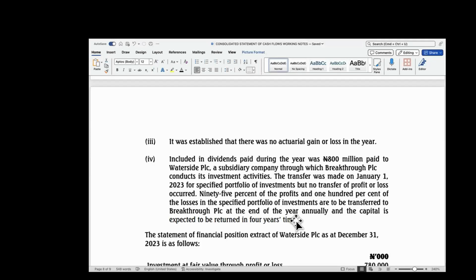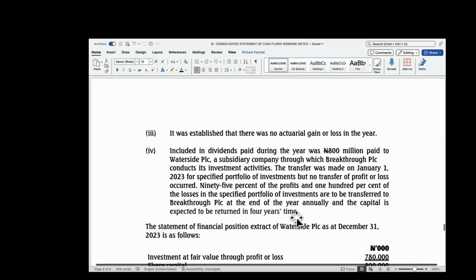So they said included, but why did they include it as part of dividend? Why would they include investment in a subsidiary in dividend paid? Anyways, maybe it's the accountant's error. That's what I'm about to say, sir. It might be the accountant who mistakenly wrote it as a dividend. And I'm thinking maybe Femi was the accountant.